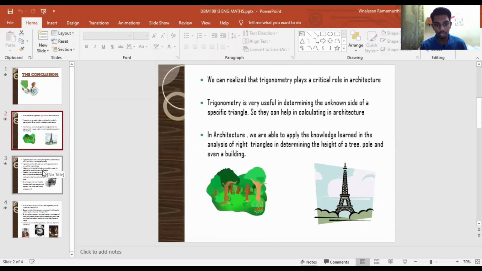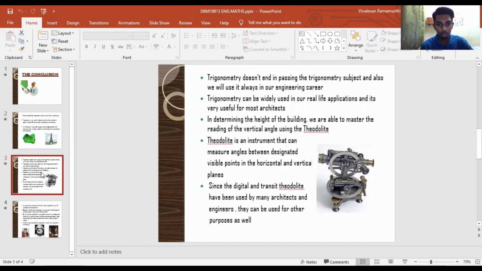In this field of work, we are able to apply the knowledge we learned in the analysis of right triangles in determining the height of a tree, pole, and even a building. Moreover, trigonometry doesn't end with passing the trigonometry subject, and we will always use it in our engineering career, because trigonometry can be widely used in real life applications and it's very useful for most architects.